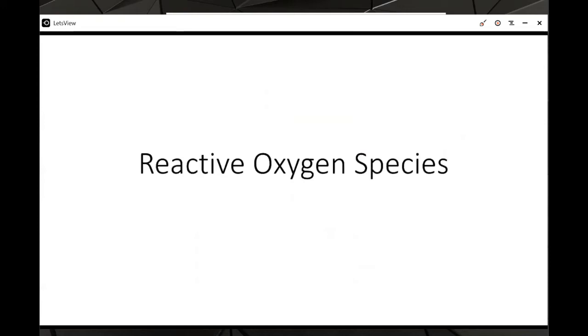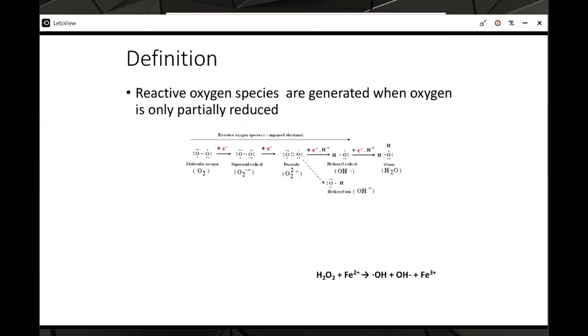The last part of this lecture, we want to look at reactive oxygen species. When we look at the definition, reactive oxygen species, a lot of times just called ROS, is generated when oxygen is only partially reduced. And this shows here molecular oxygen in the different forms of reactive oxygen species that can occur as it is fully reduced to form water.